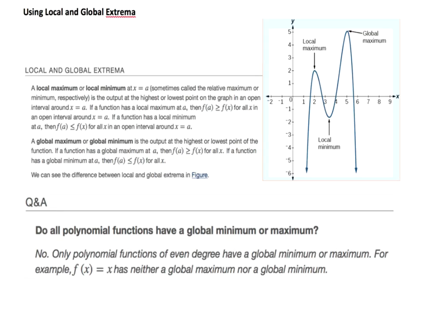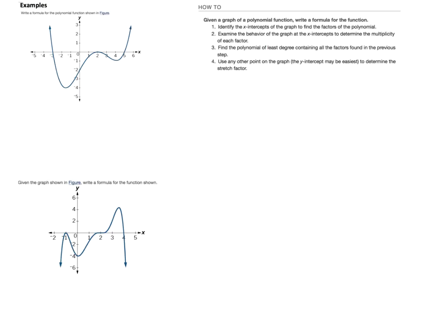Okay, so I'm given the graph here. First thing I'm going to do is identify my x-intercepts. I have an x-intercept of negative 3, 2, and 5. So far, here's what I know. I know that my function may have some stretch factor, A, that I don't know yet. But what I do know is that I have linear factors of x plus 3. It completely crosses at that 0, so I'm going to leave that as a multiplicity of understood 1. I have a linear factor of x minus 2, and I'm going to square that because that's a touch and turn. And then I have a linear factor of x minus 5.